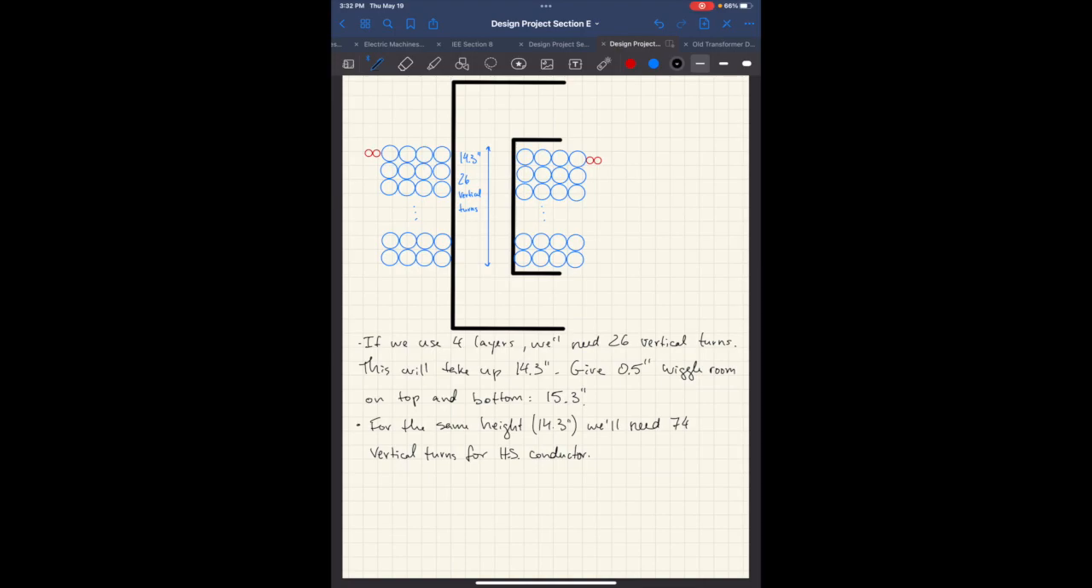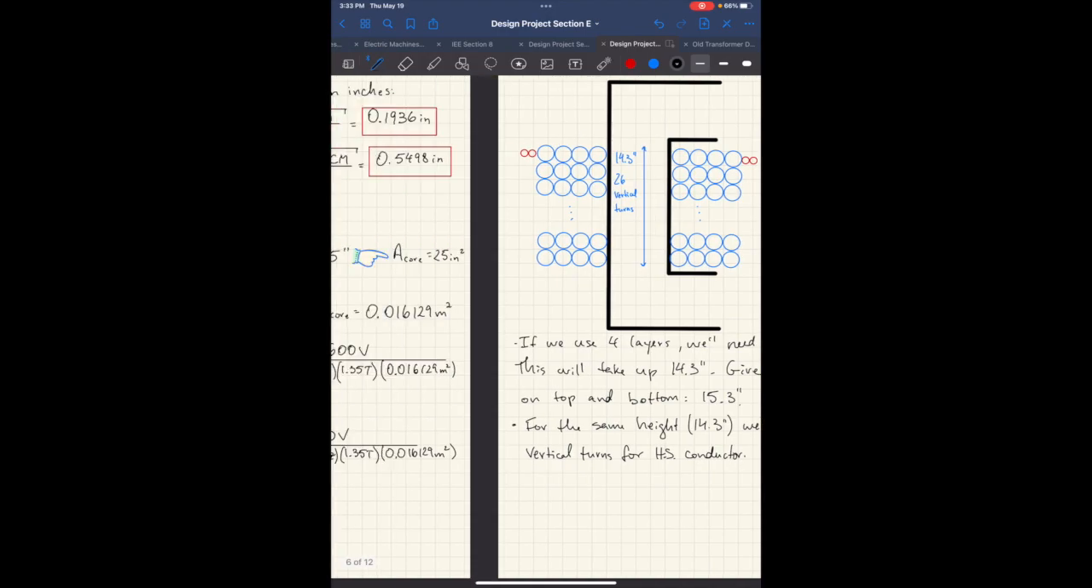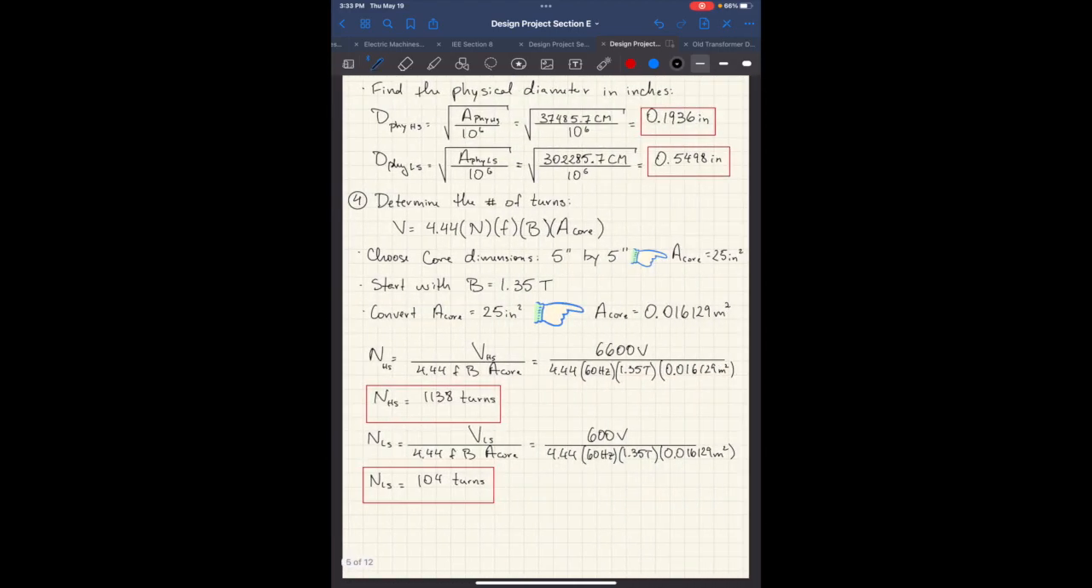So we're only going to fit on one layer 74 turns vertically. However, we need something like 1,138 turns, right? So we're only going to take care of 74. How many layers do we need? How can we do it? Find how many layers we need?